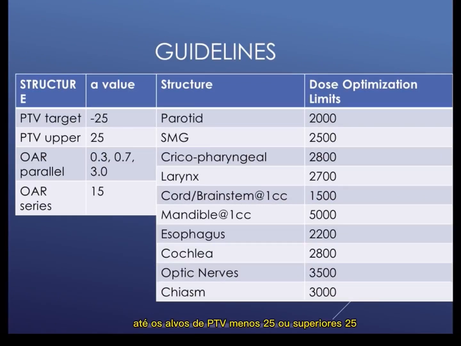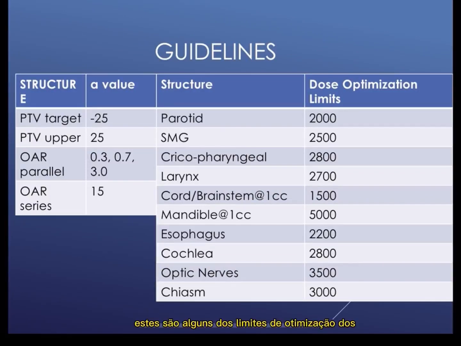As far as PTV targets, lower 25 or upper 25. I try to keep numbers that I could help memorize or use some type of base 10. OAR series structures such as brainstem or spinal cord, optic nerves, I like to use either 10 or 15. And the parallel structures such as submandibular glands, rectum, parotids, 0.3 is a good number to help squeeze those, even 0.5. The magic number that helped optimize the best for me without having to use one was 0.7.